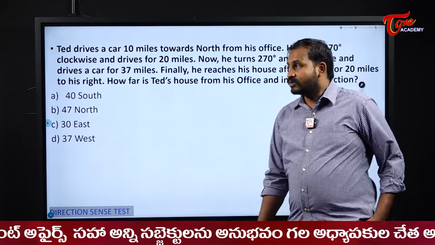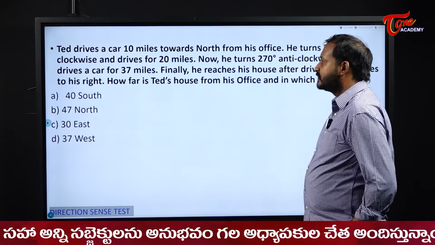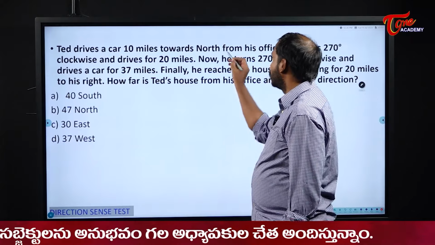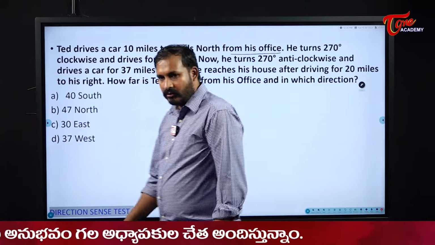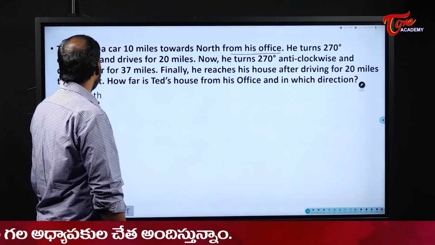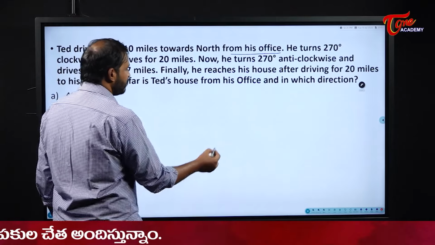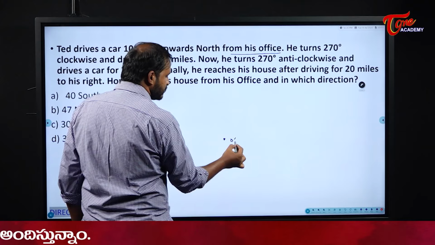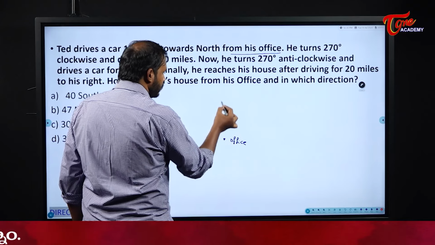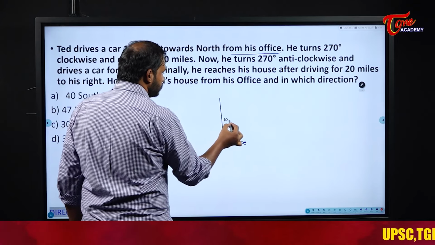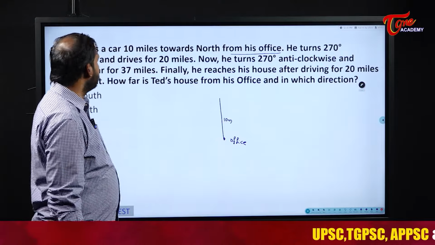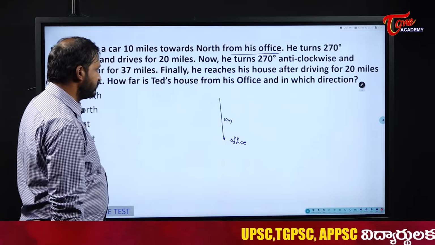Pause the video and try to solve this one. Ted drives a car 10 miles towards north from his office. Assume this is his office. He is covering 10 miles. He turns 270 degrees clockwise.